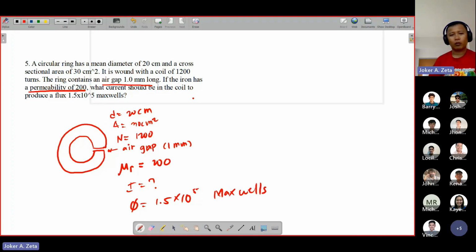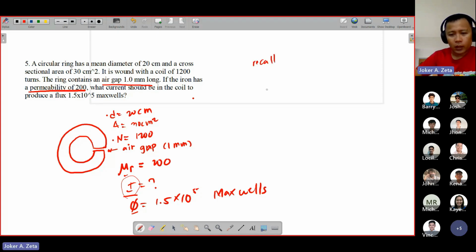As you can see here, our flux is in terms of CGS. Sir, where do we solve for the current? Okay, now, looking at our given, you have the flux, you have the mu r, you have the number of turns, the diameter. Sir, what will we do? Now, which formula can solve for the current? Recall.